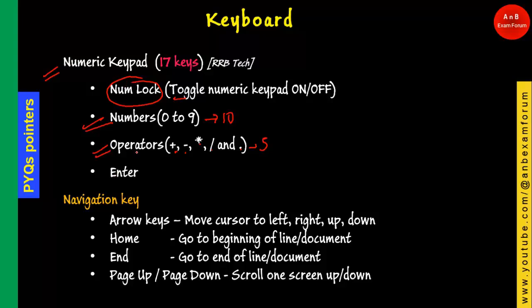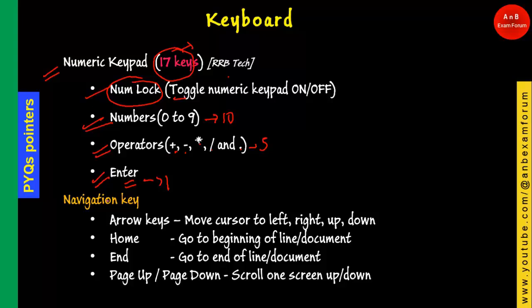These are 15, and one num lock makes 16, and the last one is to execute the command, that is enter. So 1 is there. So total 17 keys are there. This question we have seen in RRB Technician. So just remember there are 17 keys in the numeric keypad. Understood?